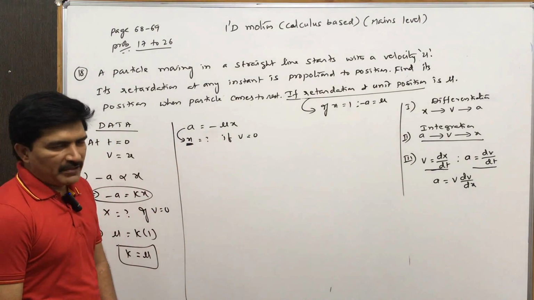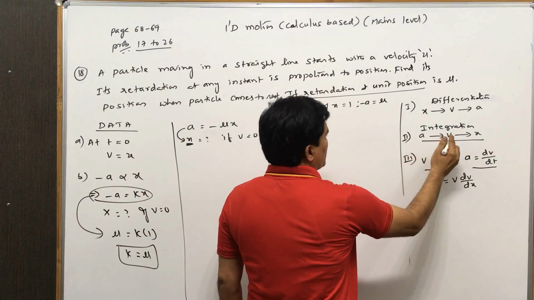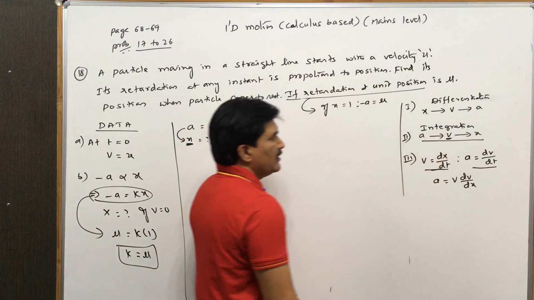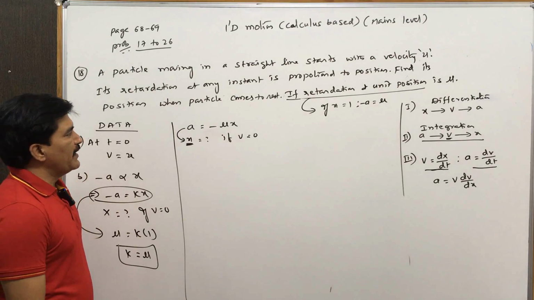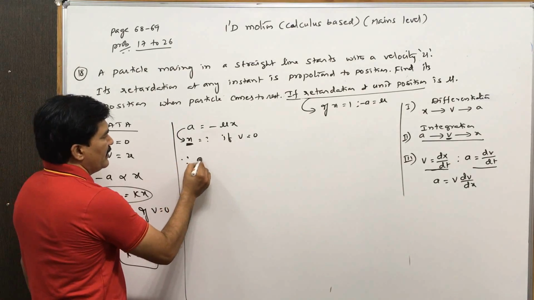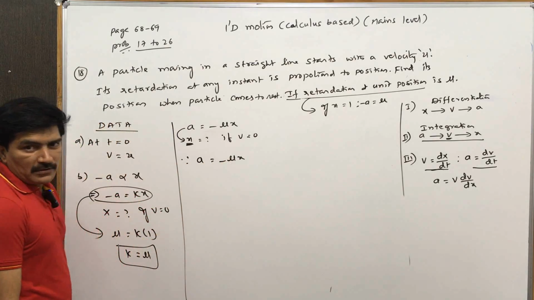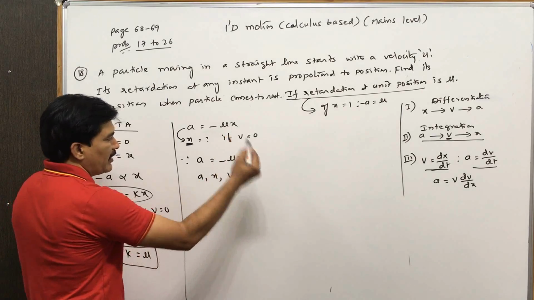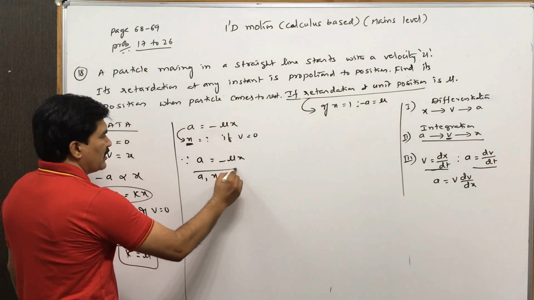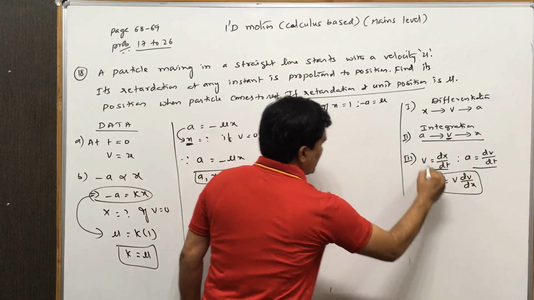So similar to the previous problem, how to find out x from acceleration means first of all you need to find out velocity, thereby we can find out position. Okay? So how to find out velocity means here given information is minus mu x. Now I need to find out velocity. Here I have the terms a, x and required one is v. So you have to think of relationship between these three. Relationship between these three is nothing but this.